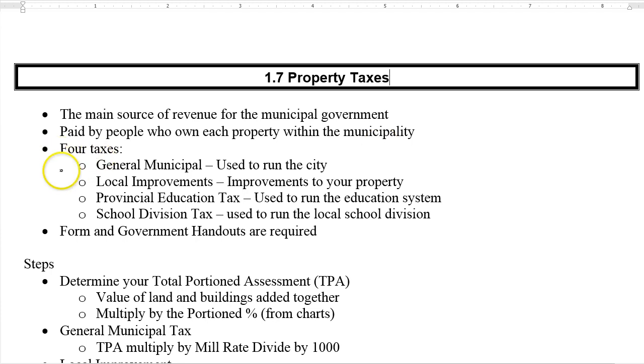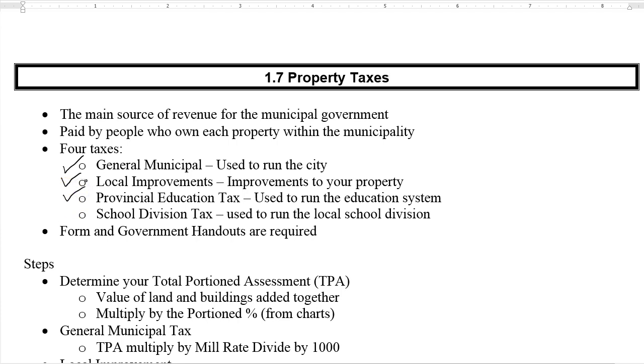There are four parts to our property taxes. First one is the general municipal. This money just goes to the government for their general day-to-day funds. The next is the local improvements, and again those are improvements made to your property. I gave the example last lesson about the tree on my boulevard that the city took out and planted a new one.